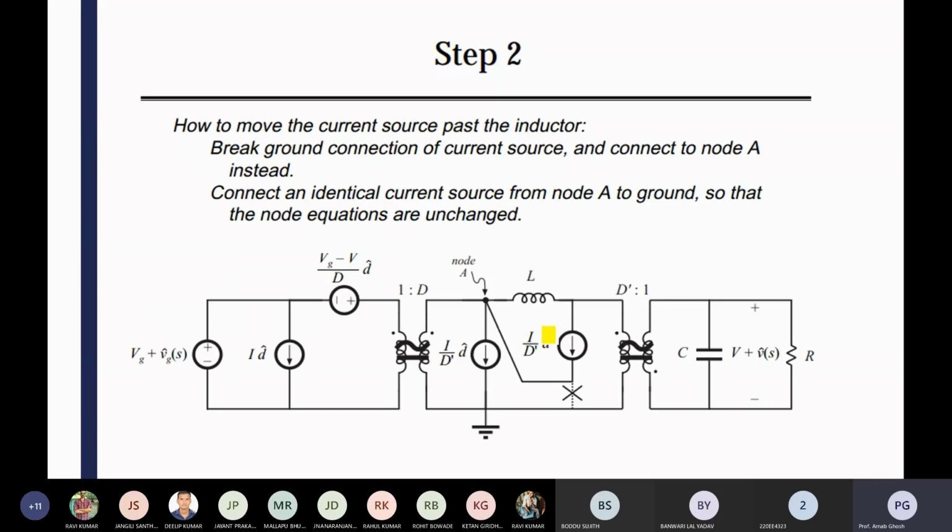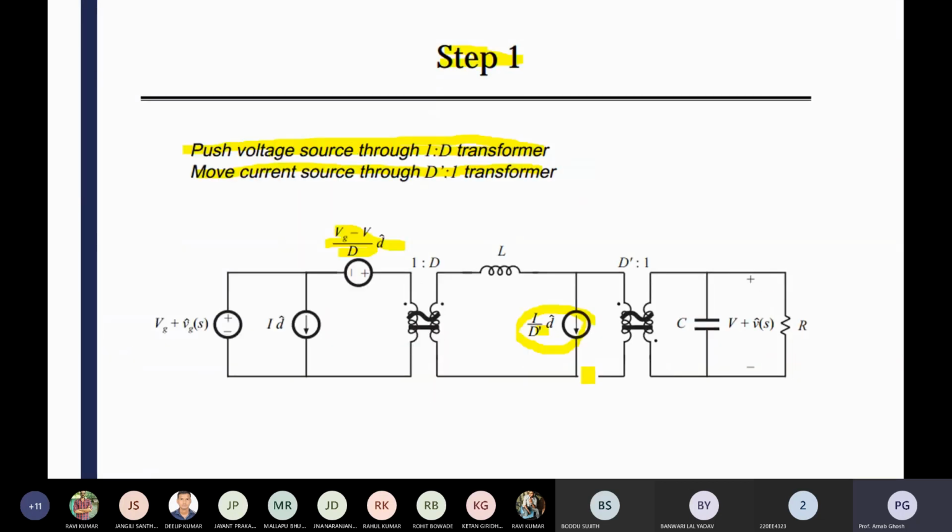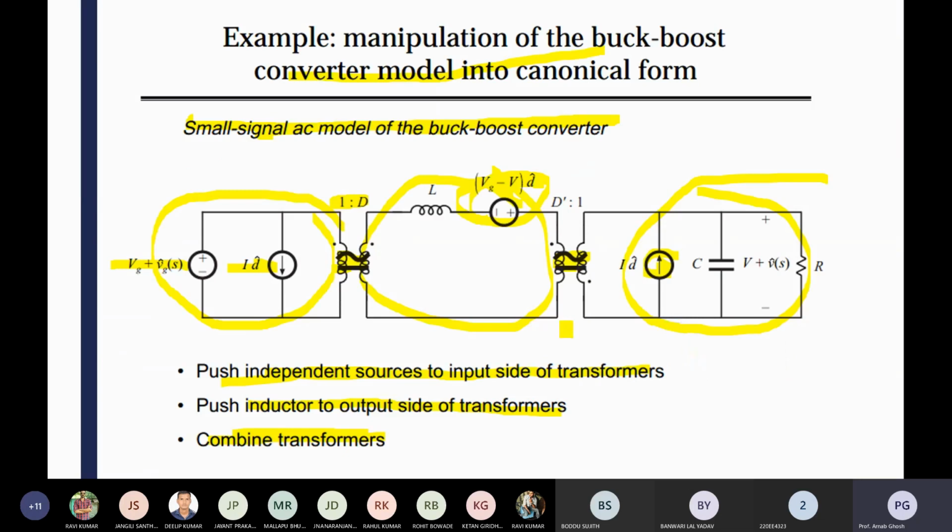Then what happened, how do we move the current source past the inductor? Break the ground connection of the current source and connect it to node A instead. Connect an ideal current source from node A to ground so that the node equations are unchanged. So we have to keep it unchanged. As per the convention, right now here you can see there is a ground. This portion is directly connected to the negative terminal of your load resistance.